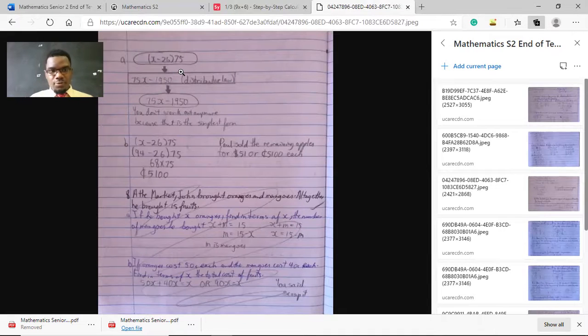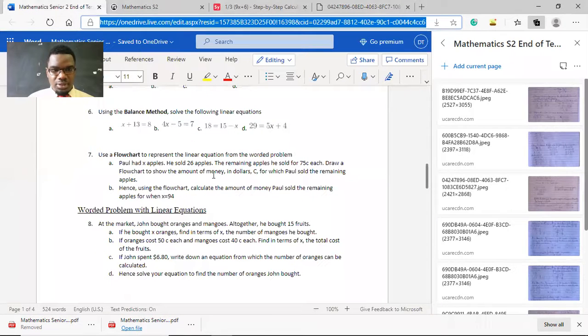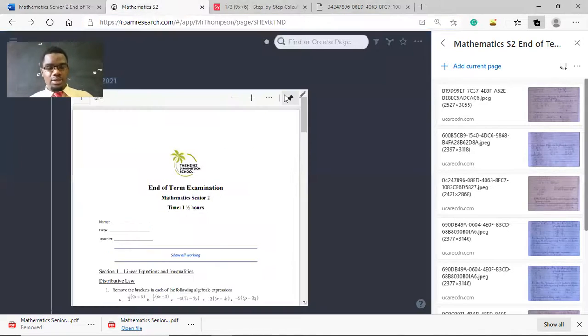Now you put an arrow to show calculation. Remember, this is a circle or ellipse. We call it a circle, right? Oval. All right, and the next one is a rectangle that says what's going to be the expression that's left. So after you draw it, it says draw a flow chart to show the amount of money in dollars for which Paul sold the remaining apples. Hence, using the flow chart, calculate how much money Paul sold the remaining apples for when X is equal to 94. Let's look at that.